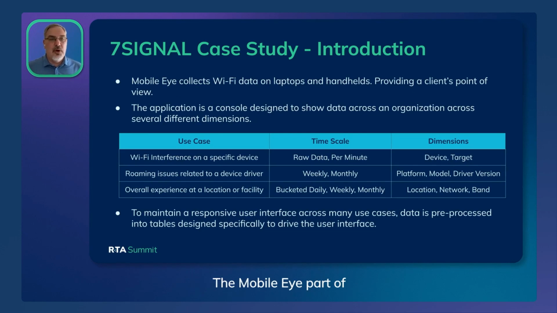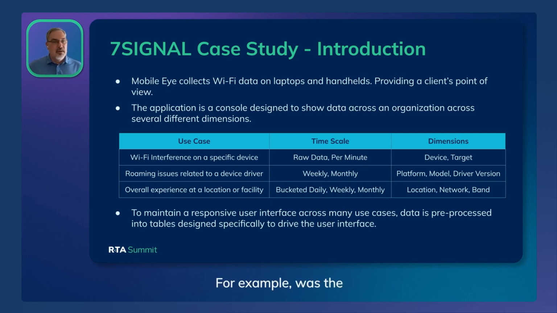The Mobile Eye part of our solution is designed to capture network and Wi-Fi information from software agents running on laptops or handhelds like Android devices. And this provides that client view of the network, both network connectivity and network quality. This information is then presented in a dashboard designed to show this data across a variety of different dimensions.